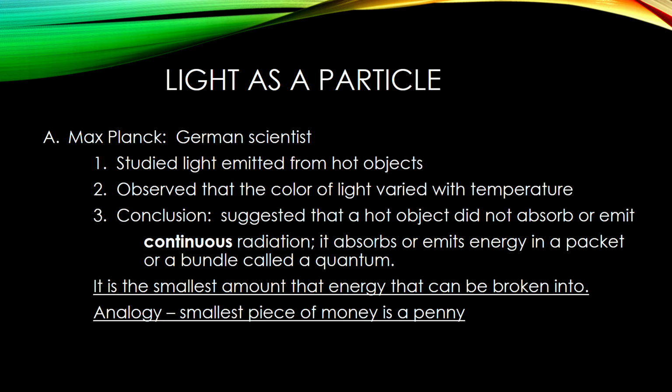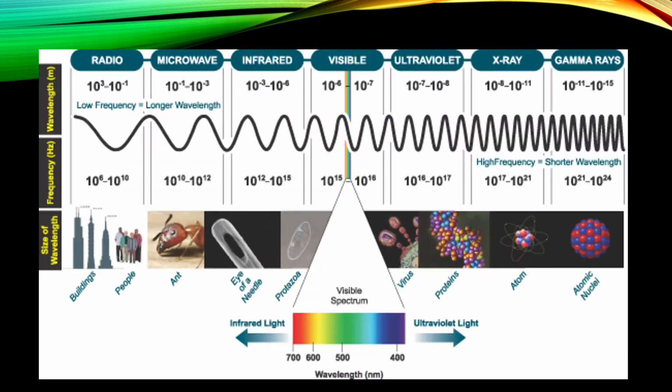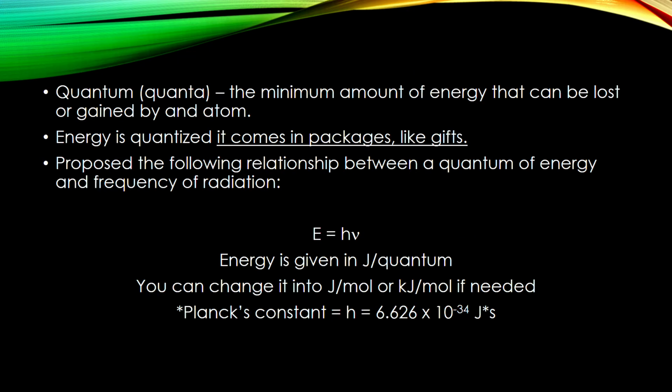They just round it up to the next highest one. So what he was able to do is say that not only did it exist in these quanta, but the minimum amount of energy that can actually be lost or gained by an atom is this quantum. And so energy itself is quantized. It actually comes in packages like gifts. So it's very discrete, and you can't give half a gift.